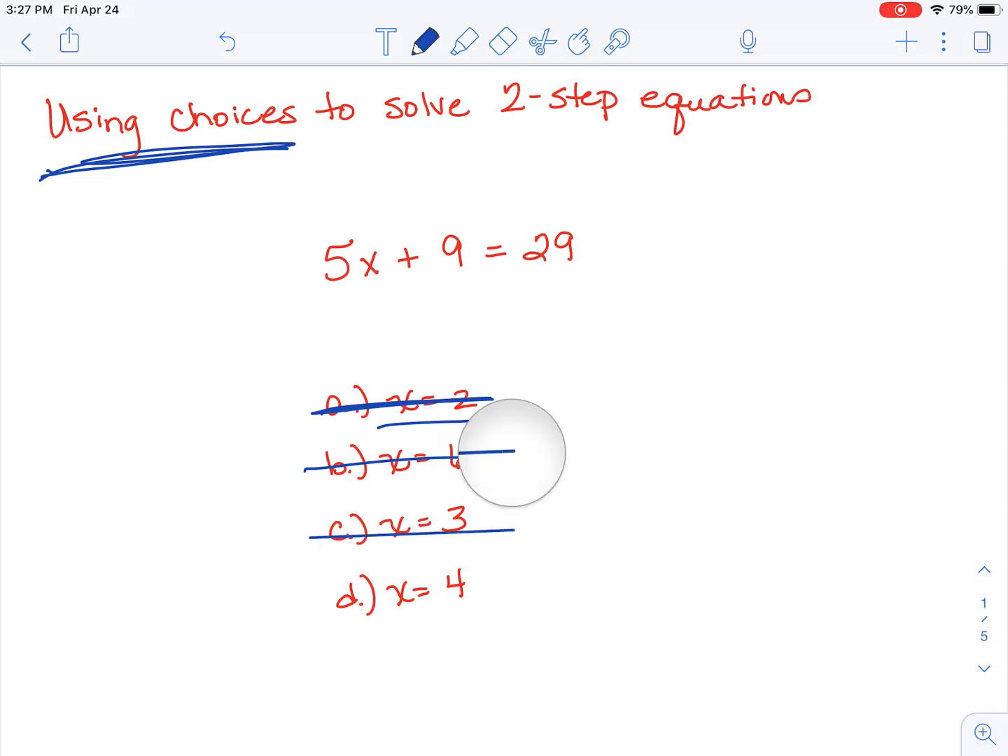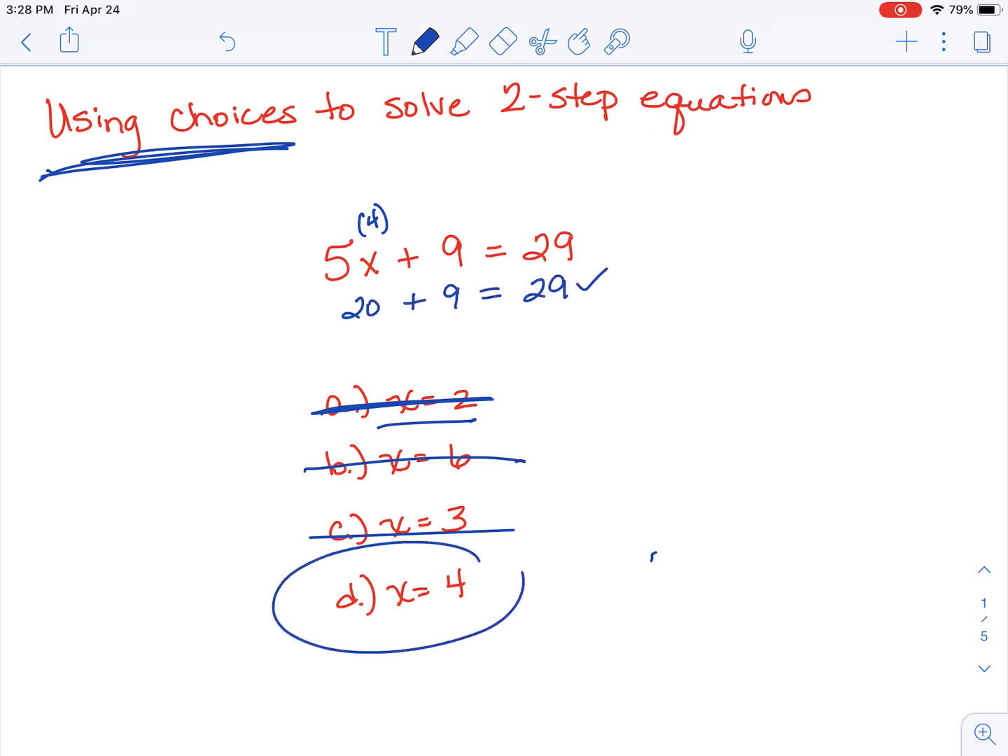Last choice. I hate when it does that. X equals 4, so we put in a 4. 5 times 4 is 20. 20 plus 9, yep, that does equal 29. So that's my answer. So when I say use your choices, I hope that shows what I mean. Use each choice and see if it makes the problem work.